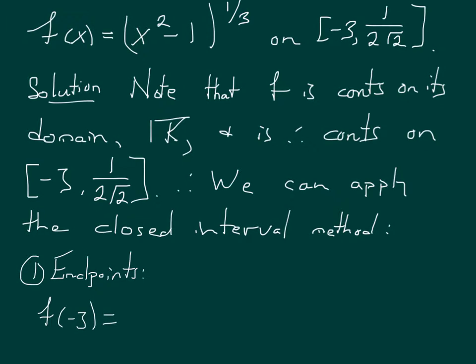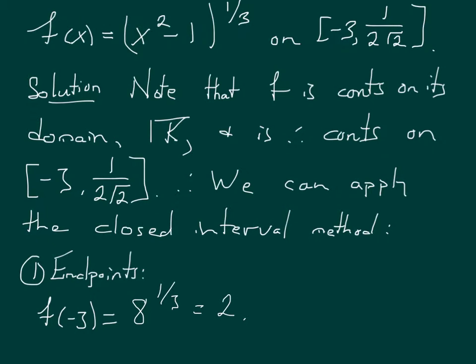What's f at minus 3? That's equal to, well, let x here be minus 3. We'll have minus 3 squared, which is 9. Minus 1 is 8, and we'll take the cubed root of that. So this is equal to the cubed root of 8. And, well, we ask, what number cubed equals 8? 2 cubed is 8. So the cubed root of 8 is 2.